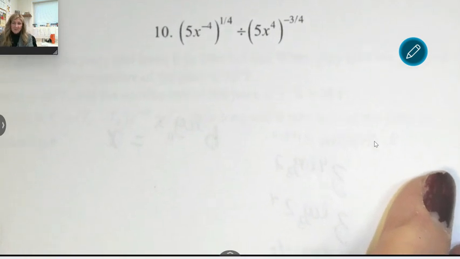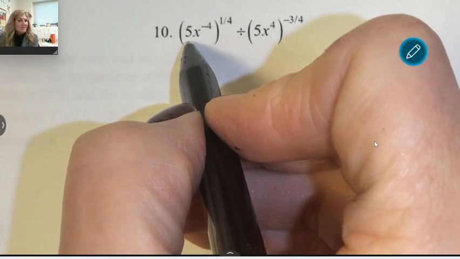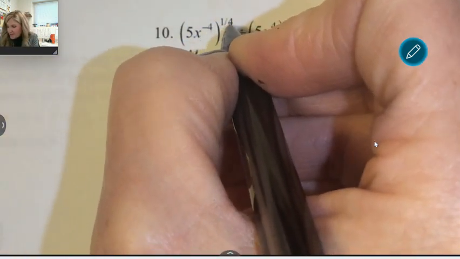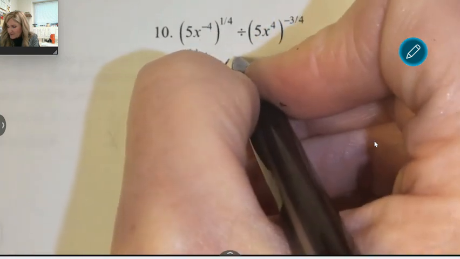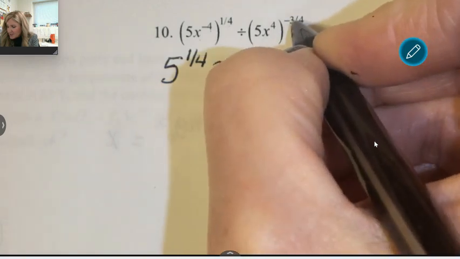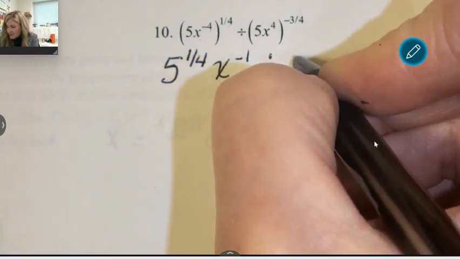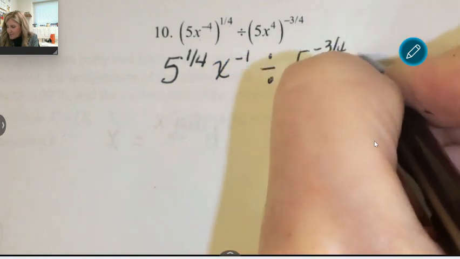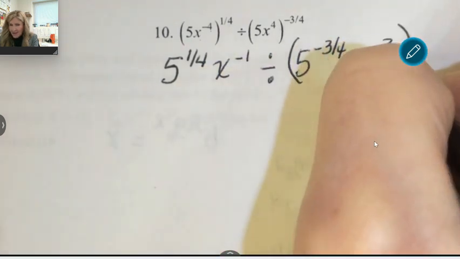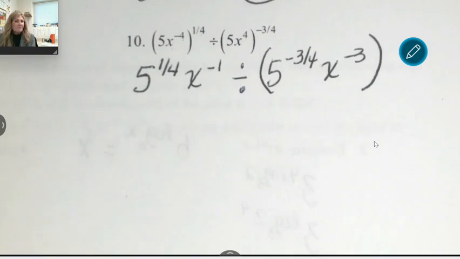All right, guys, I'm going to do this one with you. Okay, is the 5 to the 1/4? Yes. What's x to the negative 4 to the 1/4 going to be? X to the negative 1. I am going to keep the division, but I'm going to raise each of these to the negative 3/4. So I'm going to have 5 to the negative 3/4 and x to the what? Negative 3. This whole thing is what I'm divided by. You do not want to try to get rid of the division and the negative exponents at the same time.